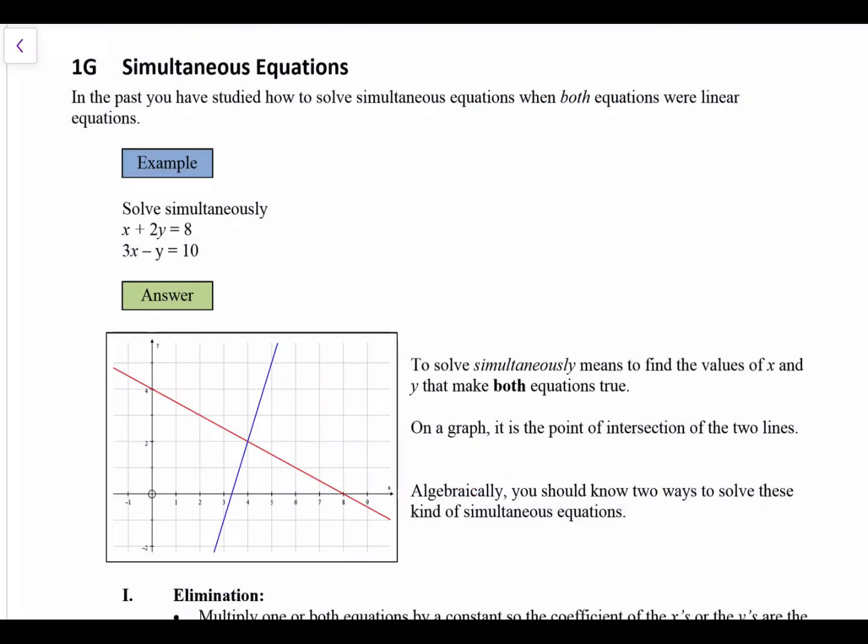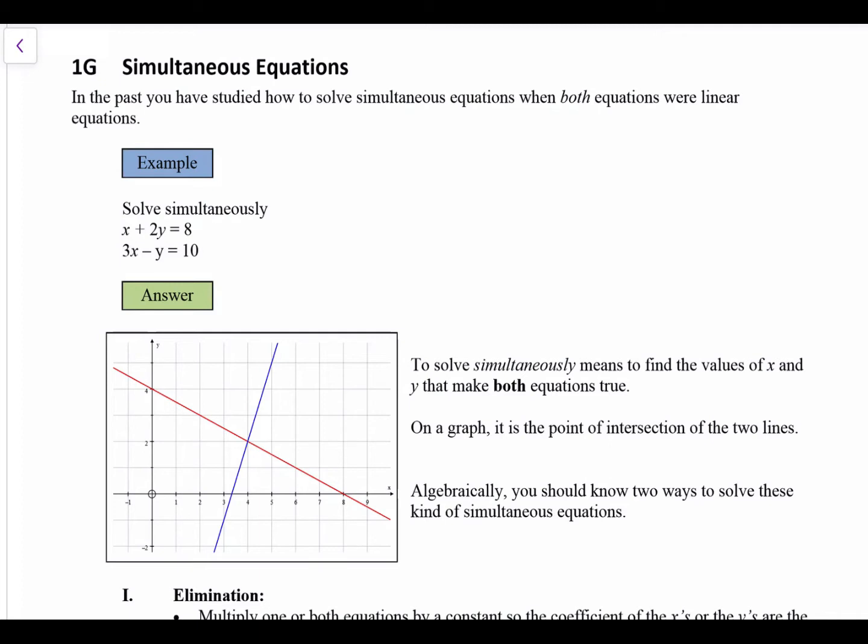Hi there, today we're going to be talking about simultaneous equations. So this is the 7th video in the quadratic series. We're going to start off with just a review of what we did before in IGCSE, which was solving simultaneous equations where both equations are linear, and then we're going to go on to look at what it looks like in the AS Maths syllabus.